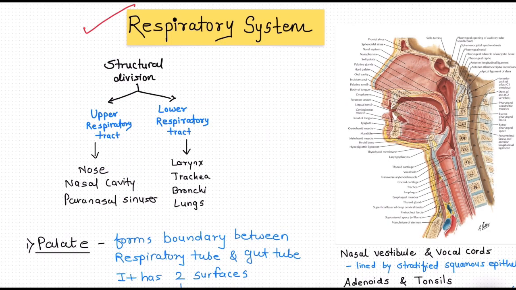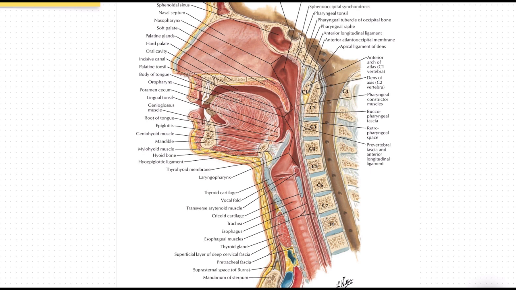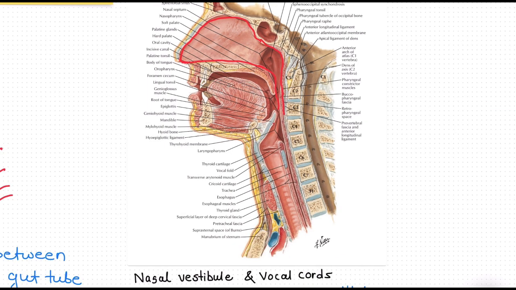If we want to divide the respiratory system structurally, it can be divided into an upper part and a lower part. The upper respiratory tract will include the nose, nasal cavity and paranasal sinuses, whereas the lower respiratory tract will contain the larynx, trachea, bronchi and lungs. In this diagram, you can appreciate the upper respiratory tract, which is the nose from here. There is the nasopharynx also. Then there is the larynx, and the trachea and bronchi will be further below.